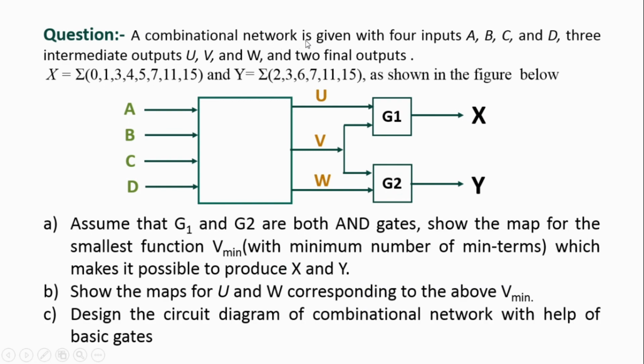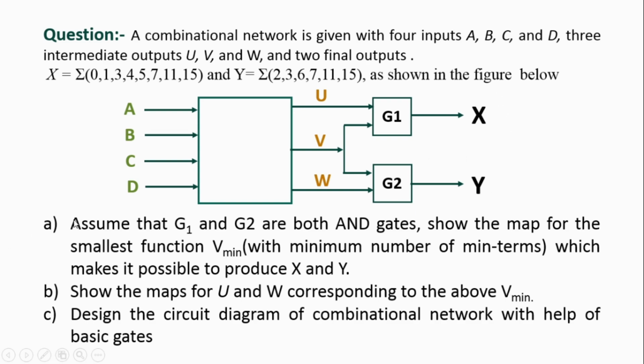A combinational network is given with 4 inputs A, B, C and D and 3 intermediate outputs U, V and W, with 2 final outputs, X and Y. X and Y are given as summation of minterms: X is 0, 1, 3, 4, 5, 7, 11 and 15, and Y is the minterms 2, 3, 6, 7, 11, 15. So this is the circuit, 4 inputs A, B, C, D, 3 intermediate outputs U, V, W and some circuits or gates, and then outputs X, Y.